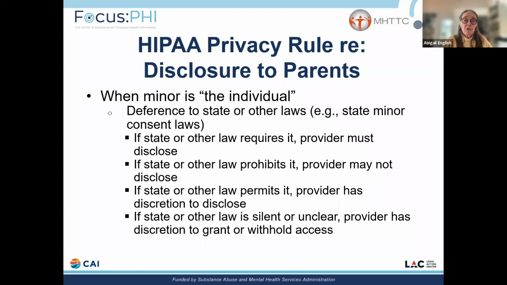However, when the minor is the individual, the HIPAA privacy rule defers to other laws, specifically to other state laws or to other federal privacy laws, to determine whether parents have access to the information. And if state or other laws require disclosure to parents, the provider has to disclose. If state or other law prohibits disclosure to parents, or at least prohibits it without the permission of the minor, the provider may not disclose. If disclosure is permitted, then if the law is silent, then the provider has discretion. And I know this is a little bit of a complicated formula, but it is an important one and has a lot of implications for when parents have access to protected health information under the HIPAA privacy rule, when their adolescent minor is allowed to consent to their own care. Next slide, please.